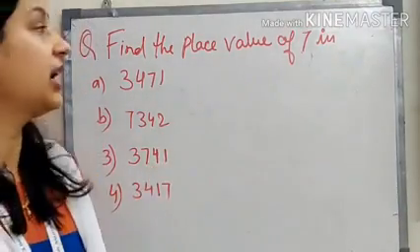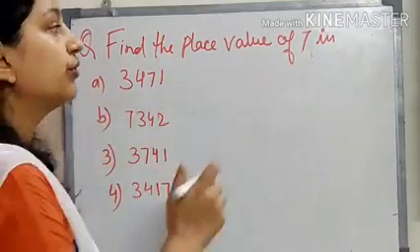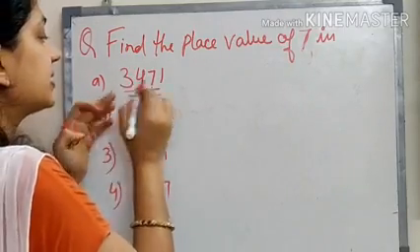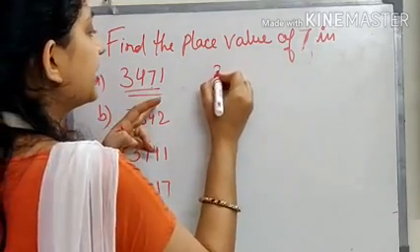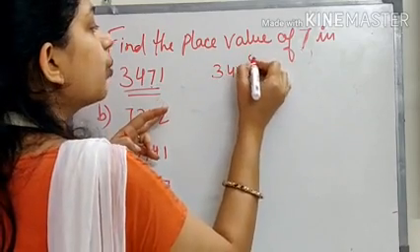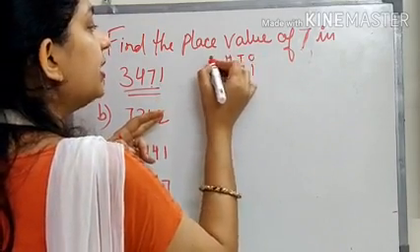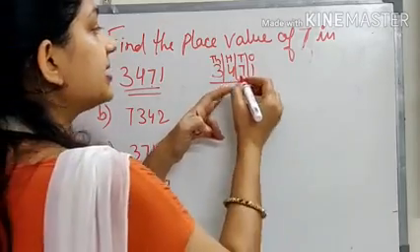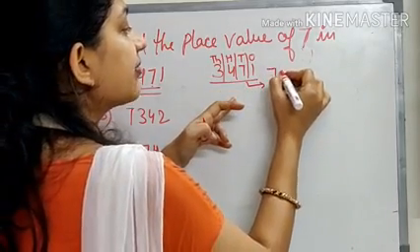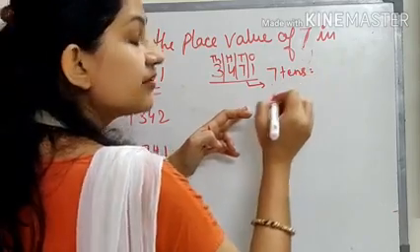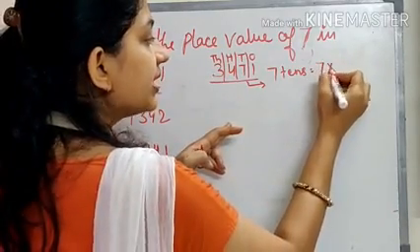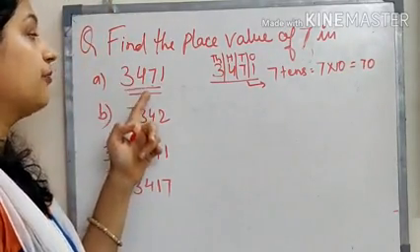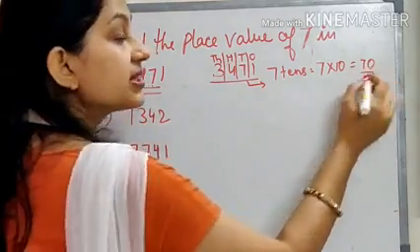Okay, students. Now I have given you a question. Find the place value of 7 in the following numbers. In the first case, how are we going to find it out? 3, 4, 7, 1. Ones, tens, 100 and 1000. So what is the place value of 7 here? It is 7 tens. And what is the meaning of 7 tens? Value of 7 tens means 7 into 10, that is equal to 70. So in the first number, the place value of 7 is 70.